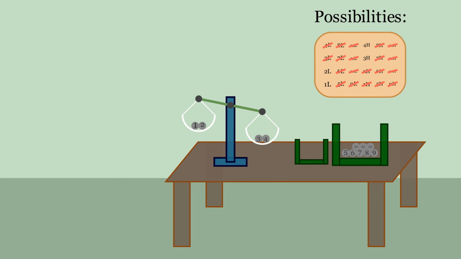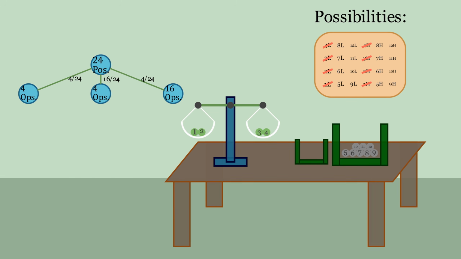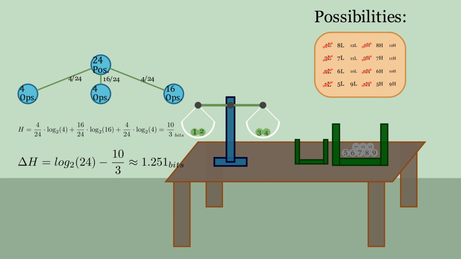However, if the scale balances, we're left with the remaining 16 possibilities. Coins 5 to 12 could either be light or heavy. In that case, coins 1 to 4 move to the neutral set, while coins 5 to 12 remain in the unknown set. We can calculate the entropy after the weighing and see it was reduced by about 1.25 bits.